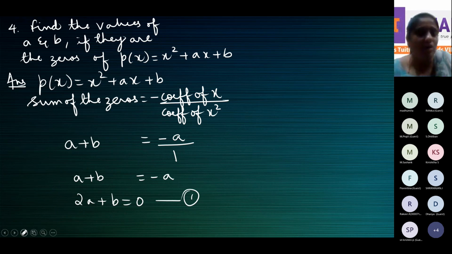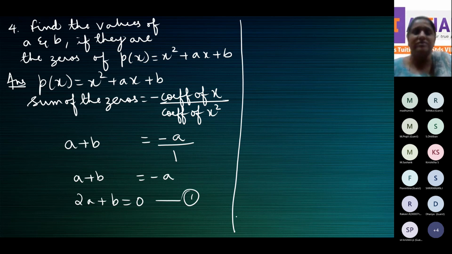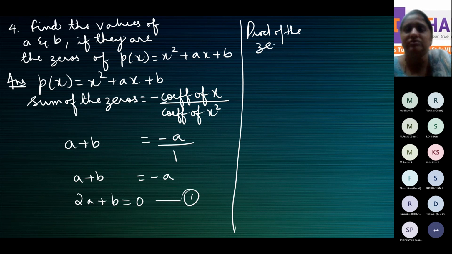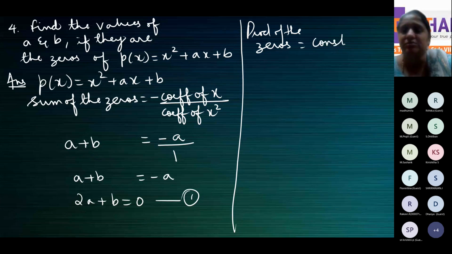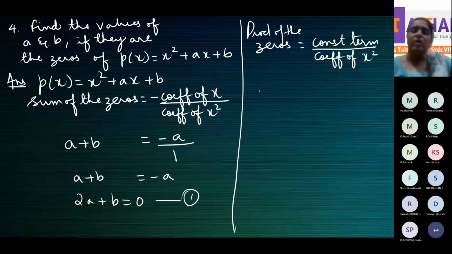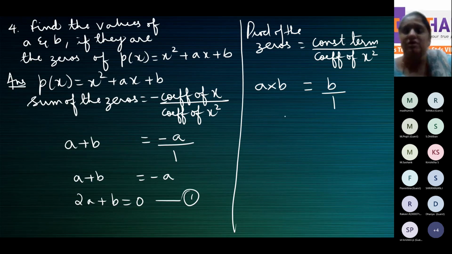Now, the other thing we know is the product of the zeros; always you should start with this only. Product of the zeros is equal to c by a, or the constant term by the coefficient of x squared. Now, what's the product of the zeros? The zeros are a and b. So product will be a into b. a into b is equal to constant term b by the coefficient of x squared, 1. So ab is equal to b.